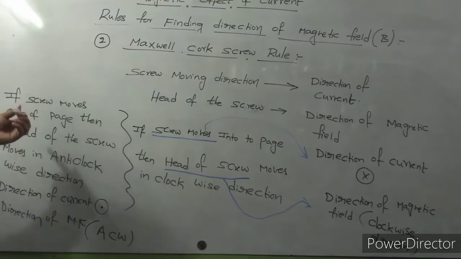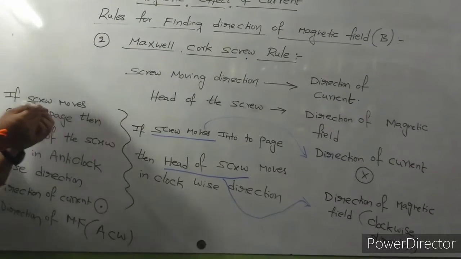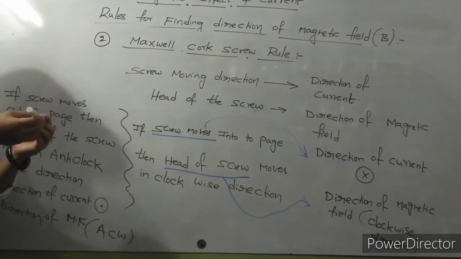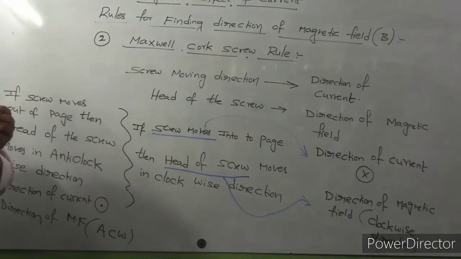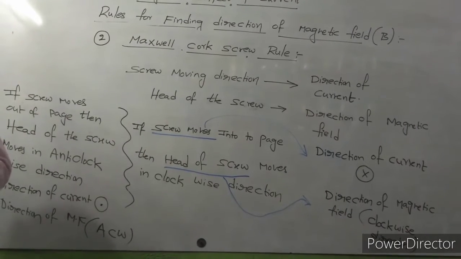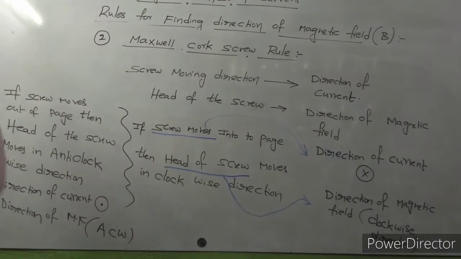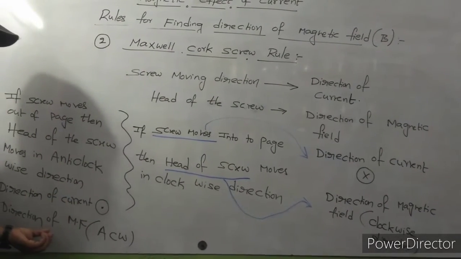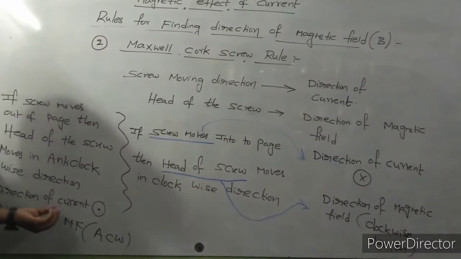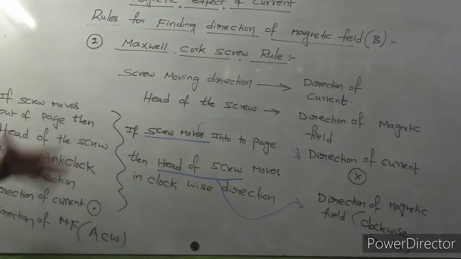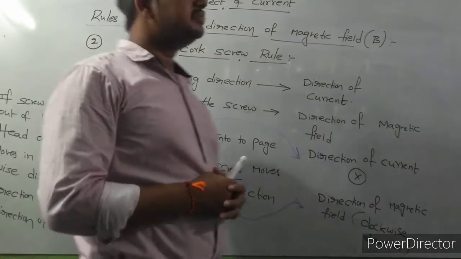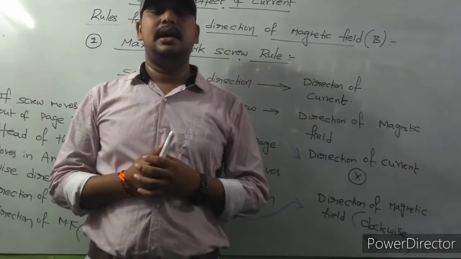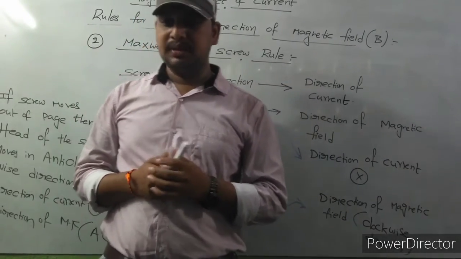Similarly, if the screw is moving out of the page, then it is rotating in anti-clockwise direction. The screw moving direction indicates the direction of current, and the direction of magnetic field is anti-clockwise if the direction of current is out of the page. So this is about the second rule, Maxwell's corkscrew rule. Next I will discuss Ampere's swimming rule.